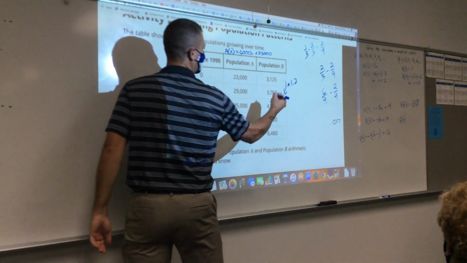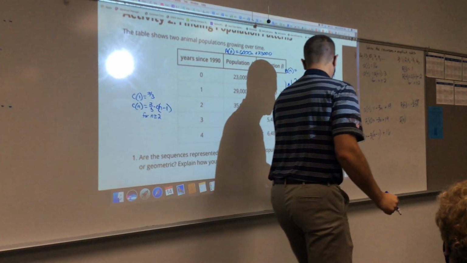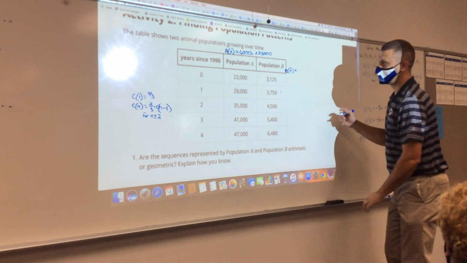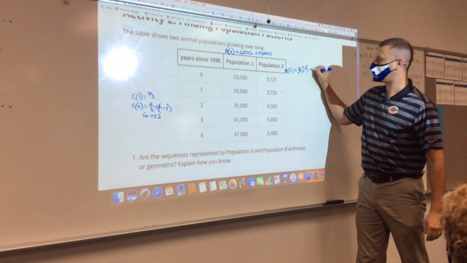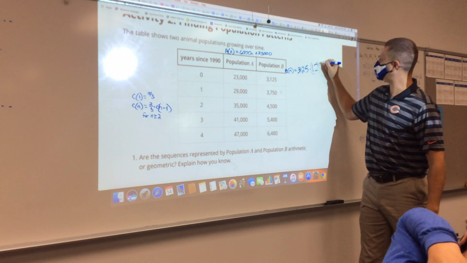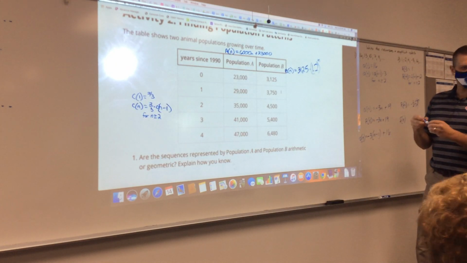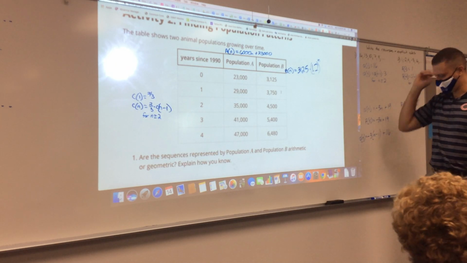Population B. B of n equals what? The zeroth term times 1.2 raised to the n, right? Where n represents years since 1990.